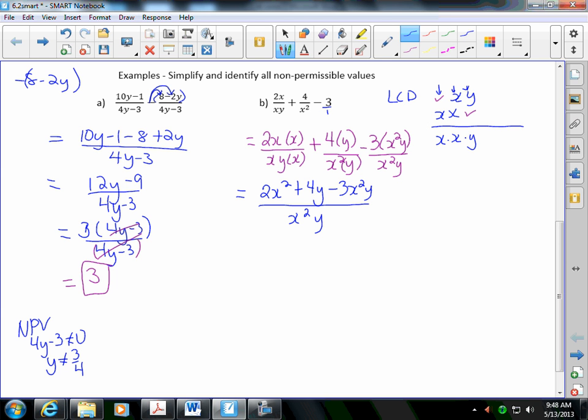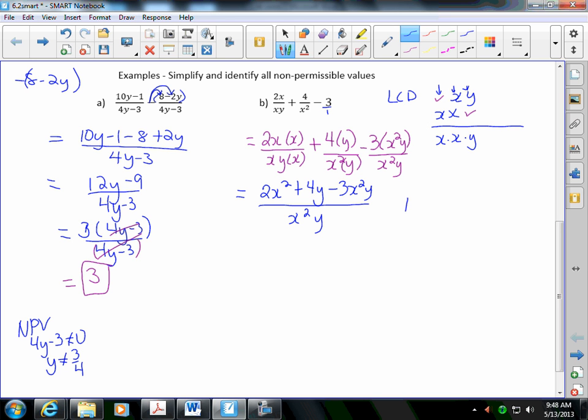And there's nothing that will cancel top to bottom. So I'm done. That is my final answer. But I do need to find my restriction. And it really doesn't matter if you find your restriction from here or from where your common denominator was.